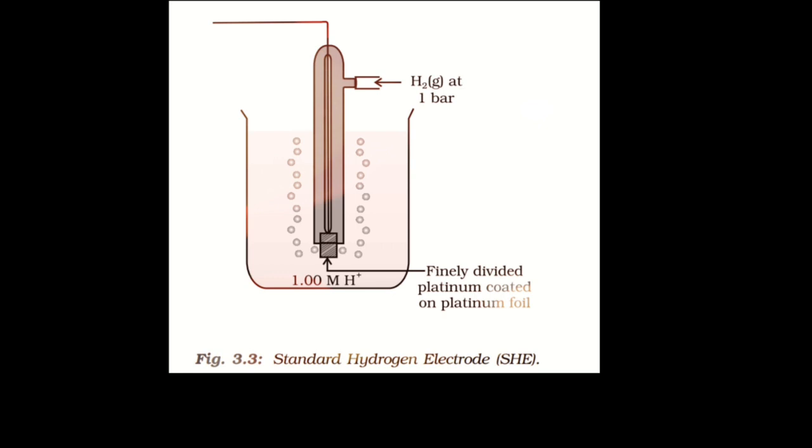For example, you want to measure the electrode potential of a copper electrode. So we have to connect the copper electrode with the standard hydrogen electrode, and we will get the corresponding reading. And if you want to measure the electrode potential for a zinc electrode, we have to connect the zinc electrode with the standard hydrogen electrode, and we will get the electrode potential reading.